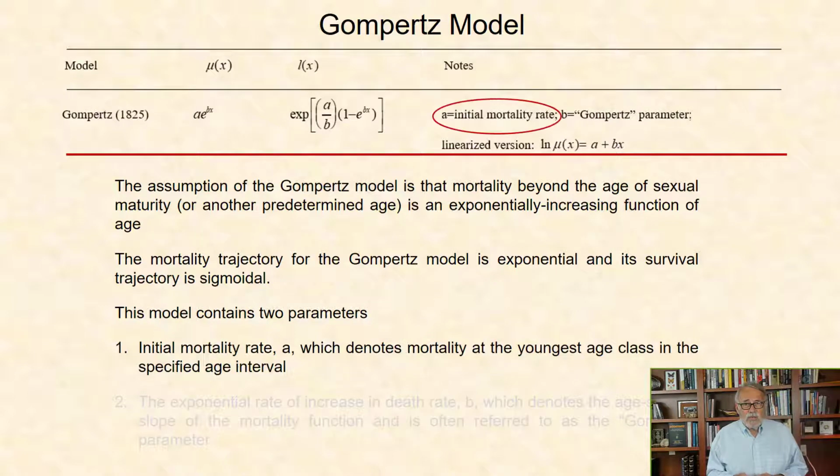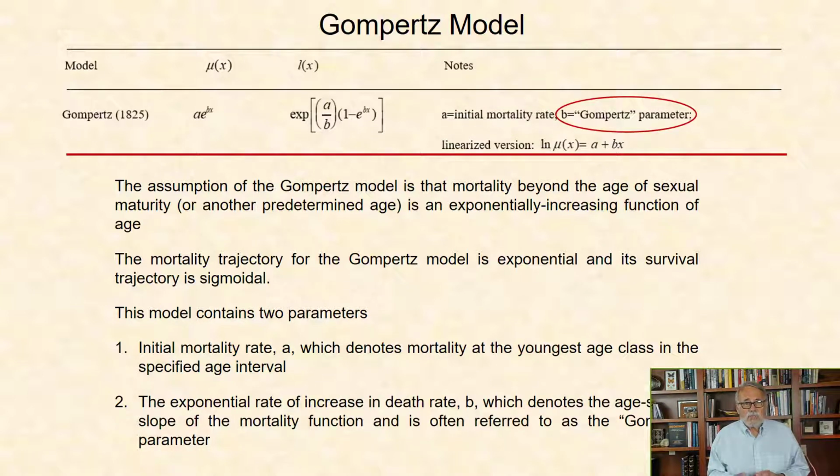Initial mortality rate A, which denotes mortality at the youngest age class in the specified age interval. The exponential rate of increase in death rate B is the second parameter, and it denotes the age-specific slope of the mortality function and is often referred to as the Gompertz parameter.